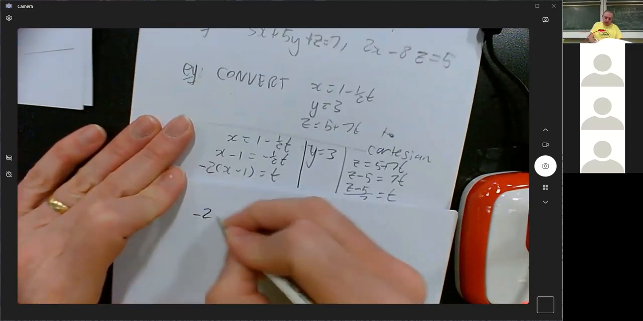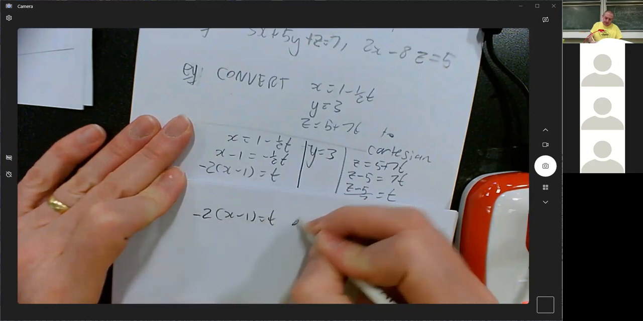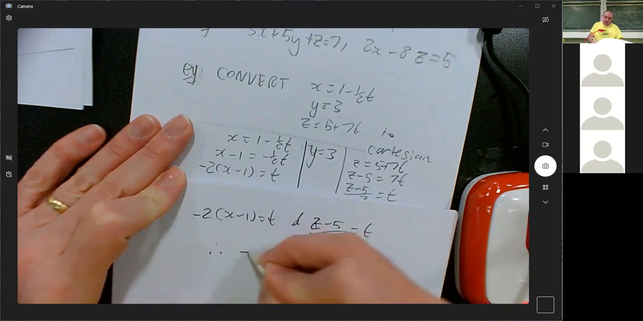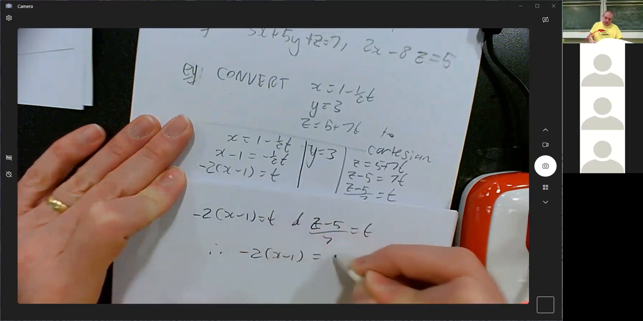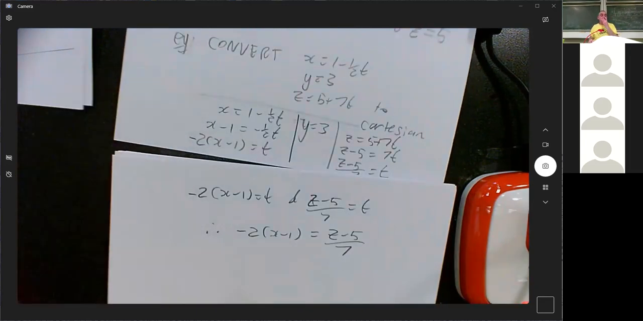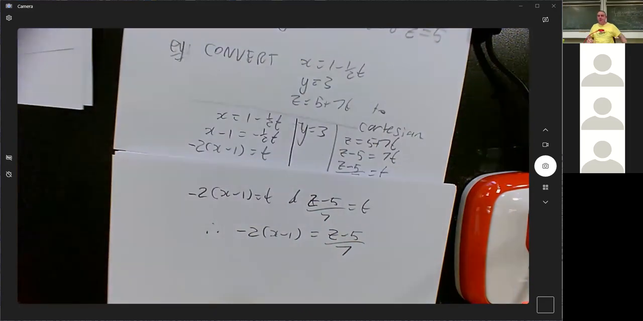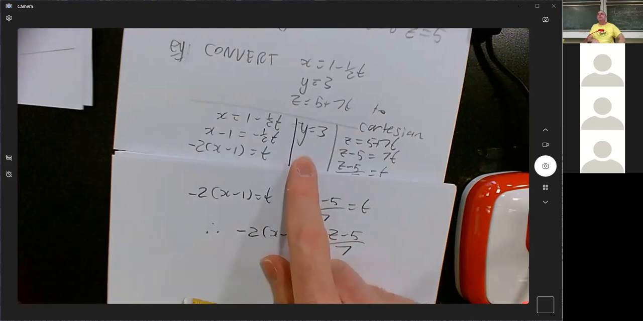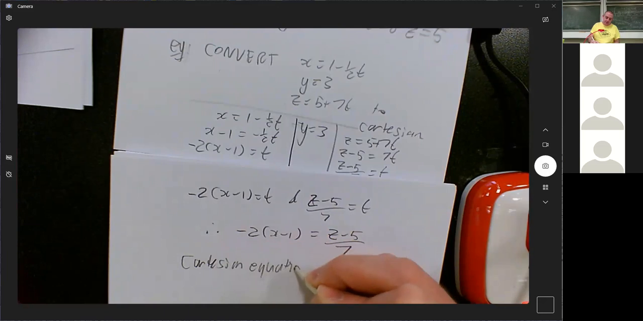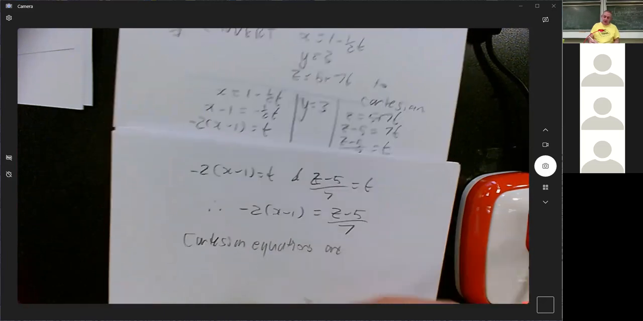So we get this. And that is one of the perfectly good Cartesian equations we need. But we need two of them. And the other one is y equals 3. So the Cartesian equations are these.